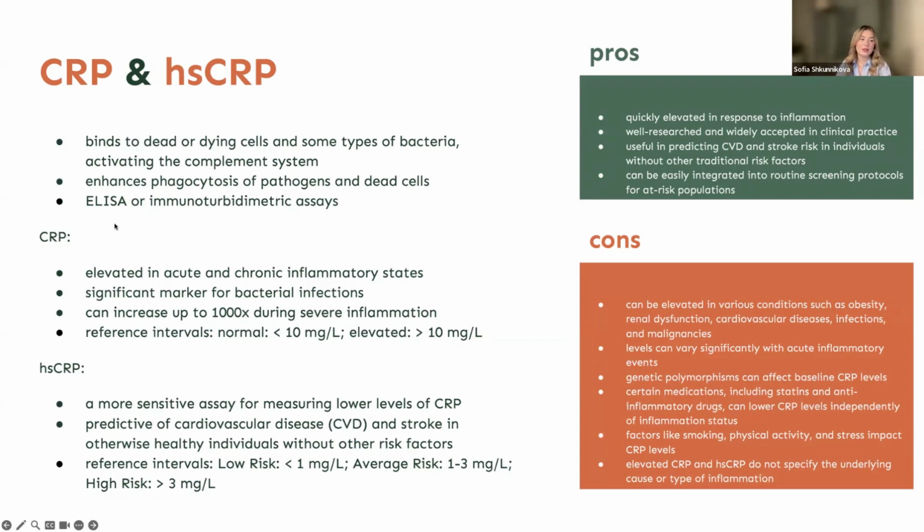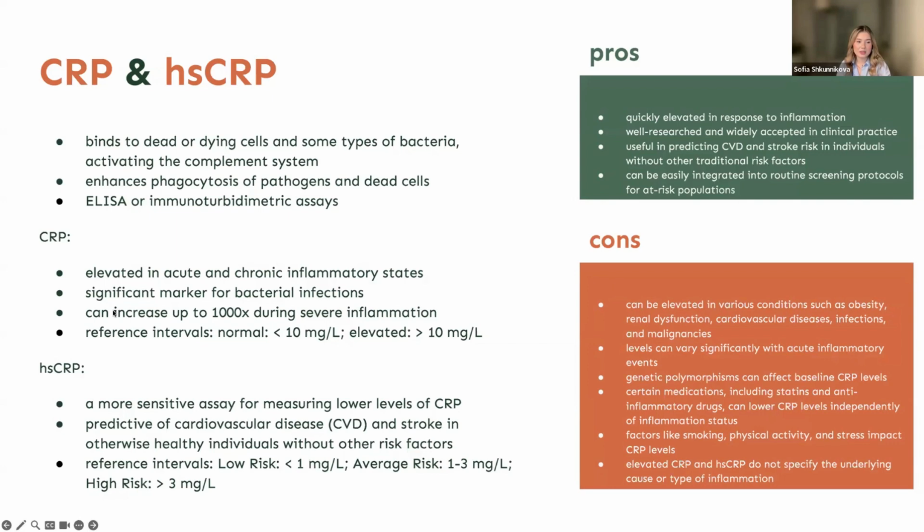So when we look at CRP, the classical assay is that we know that it's elevated in acute and chronic inflammatory states. It is currently used mostly outside of the space of longevity and prevention as a marker for bacterial infections. In bacterial infections, it can actually increase up to 1,000 times during severe inflammation. Usually we can say that it is normal when it's below 10 milligrams per liter and elevated when it's above 10 milligrams per liter.